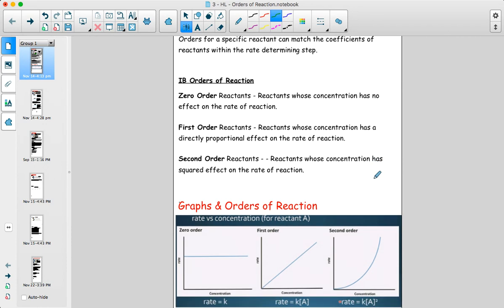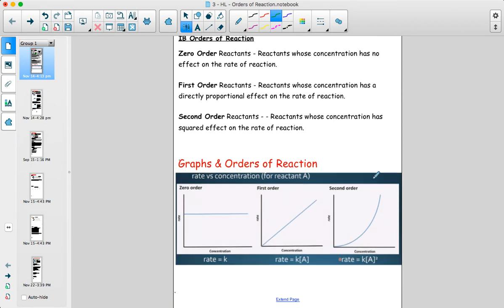There are also second order reactants, which are reactants whose concentration has a squared effect on the reaction rate, meaning if I double its concentration, the reaction rate quadruples. If I halve its concentration, the reaction rate gets multiplied by 1/4 or divided by 4. So it has a much greater effect on the reaction rate.